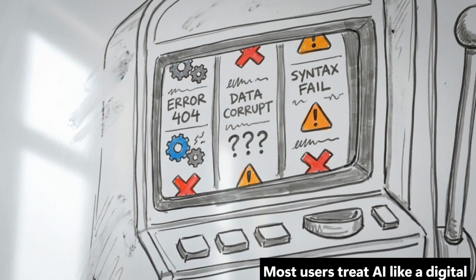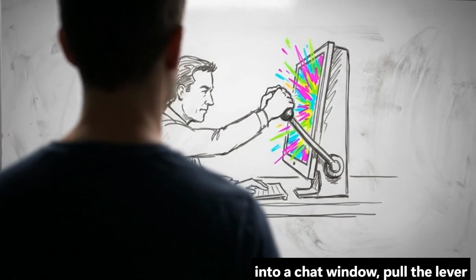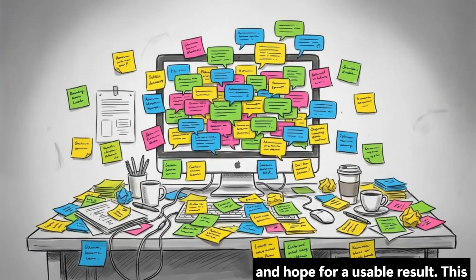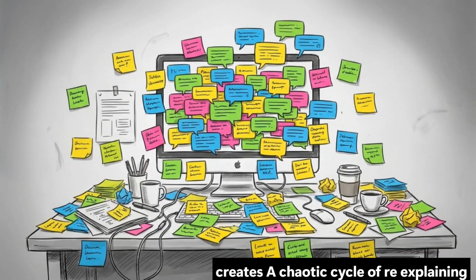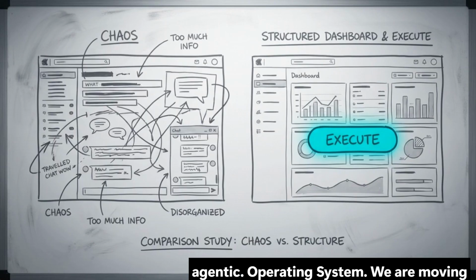Most users treat AI like a digital slot machine. They drop a random prompt into a chat window, pull the lever, and hope for a usable result. This creates a chaotic cycle of re-explaining instructions and wrestling with generic, low-quality outputs. High-quality work requires a different approach, an agentic operating system.